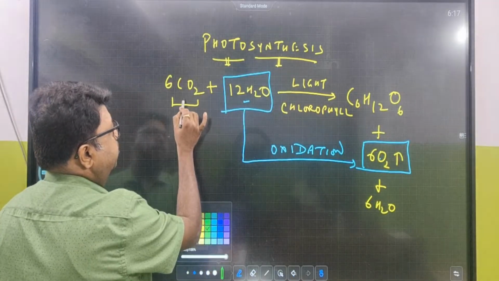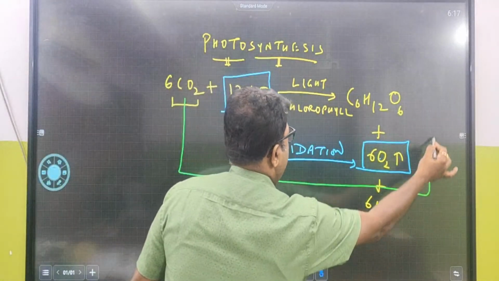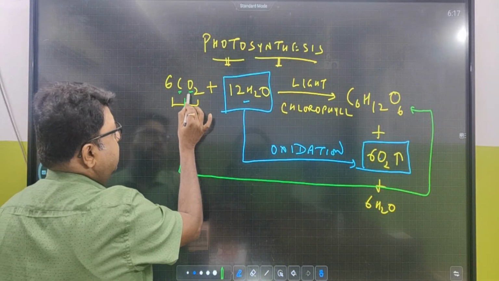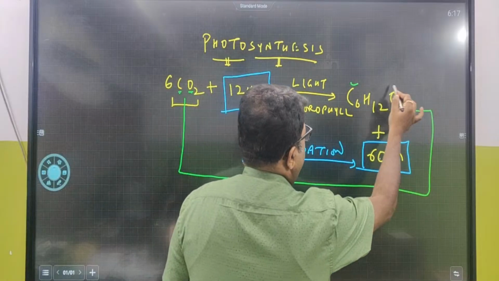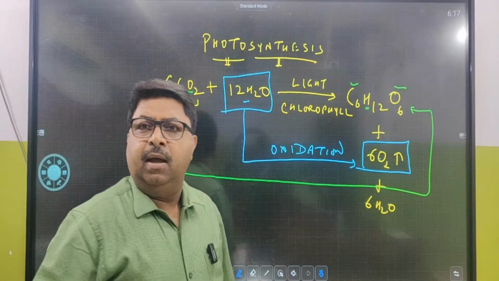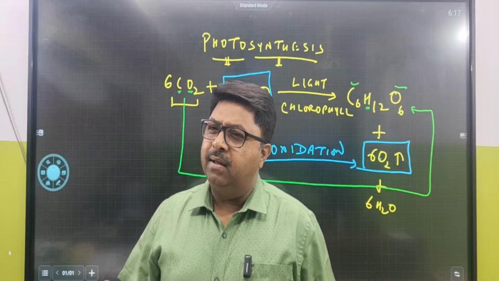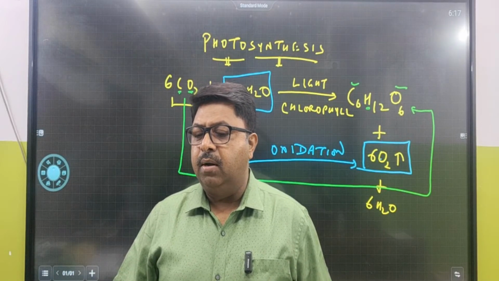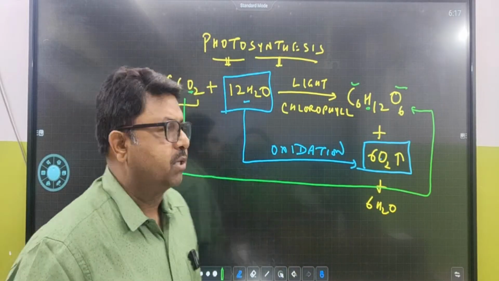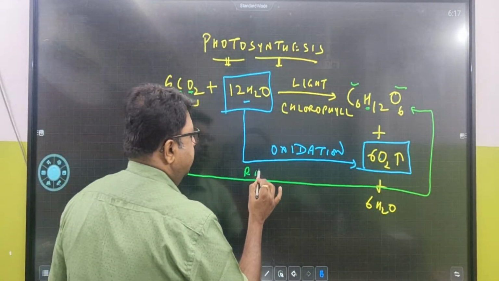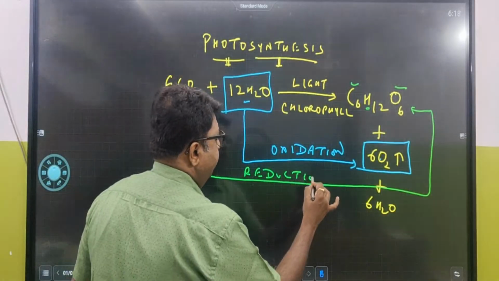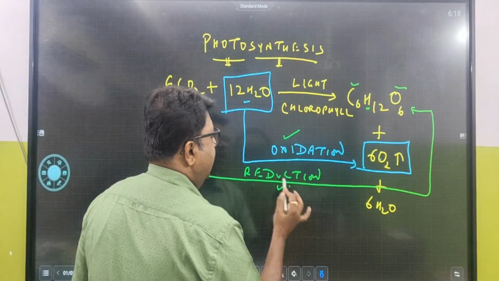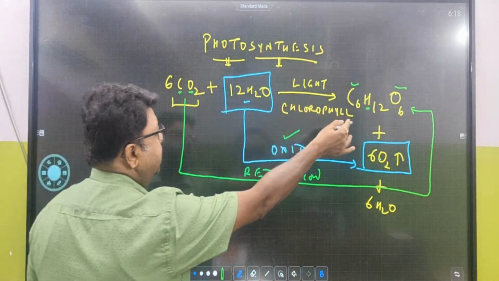This carbon dioxide is being reduced to give rise to what? Glucose. So in carbon dioxide we have got carbon and oxygen. What is being added? Hydrogen is being added. And this addition of hydrogen is called what? Addition of hydrogen is called reduction. So this carbon dioxide is being reduced. So a chemical reaction where oxidation and reduction take place simultaneously, we call it a redox reaction.